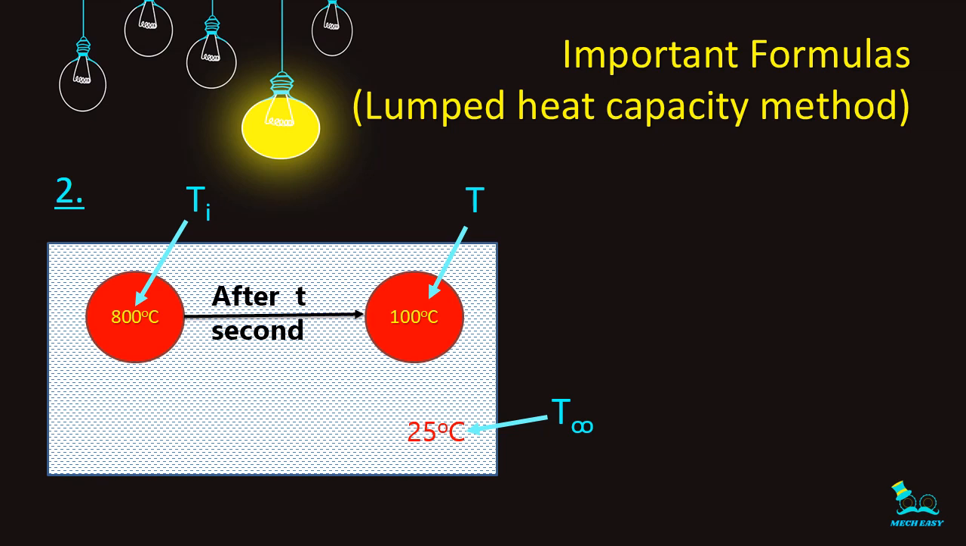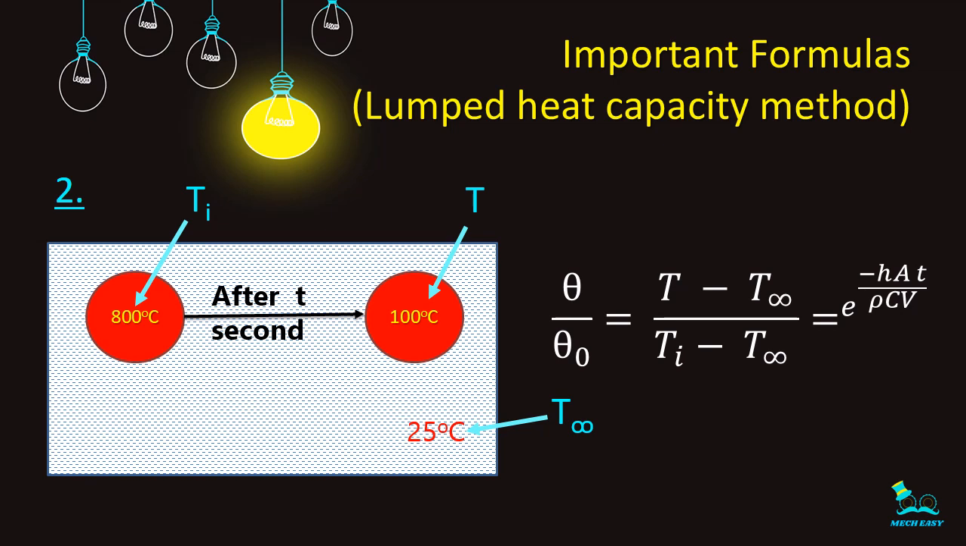So for this particular case, the formula is given by theta by theta 0, that is temperature difference after t time divided by initial temperature difference, or we can say that T minus T infinity by Ti minus T infinity is equal to e raised to minus hAt upon rho CV, where h is the convective heat transfer coefficient, A is the surface area of the solid, t is the time in seconds, rho is the density of solid, C is specific heat of solid, and V is volume of the solid.